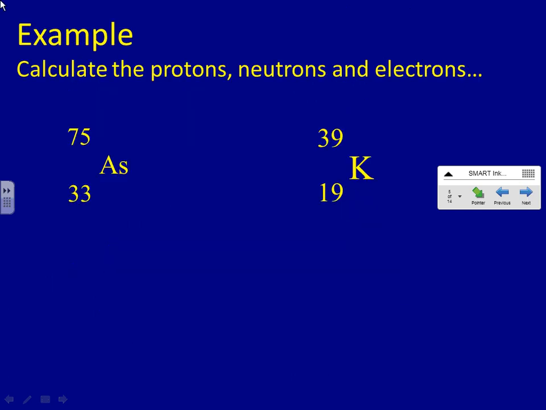Excellent. Let's do some examples. Just write down EG. And don't write down, calculate the protons, neutrons, and electrons. Don't write that down, because that's what we're going to do. You're just going to do that. So write down these two elements, and underneath them put the number of protons, put the number of neutrons, and put the number of electrons.